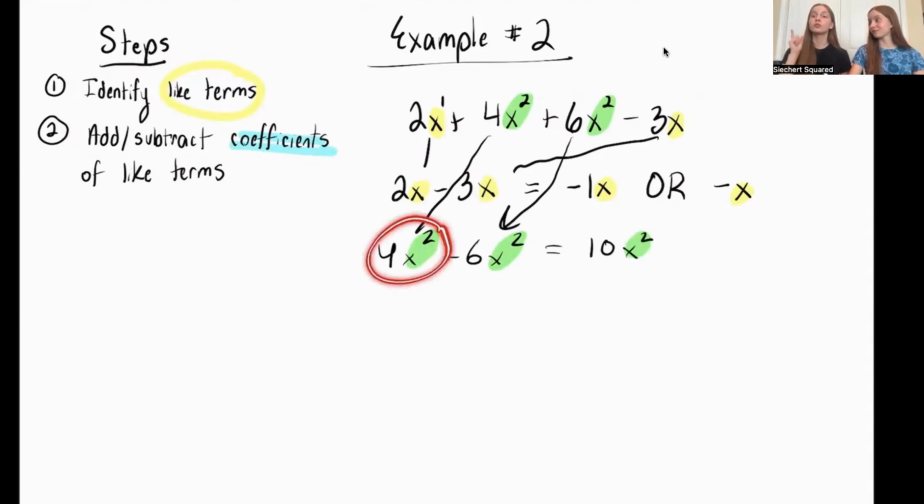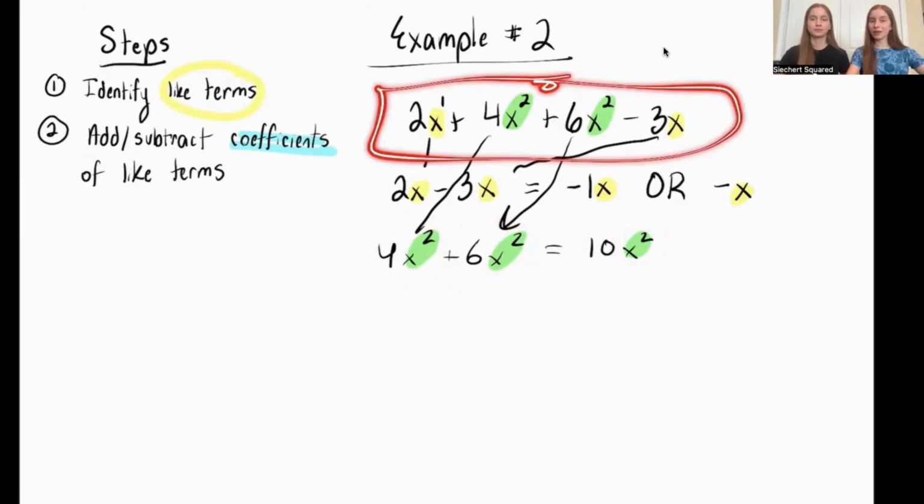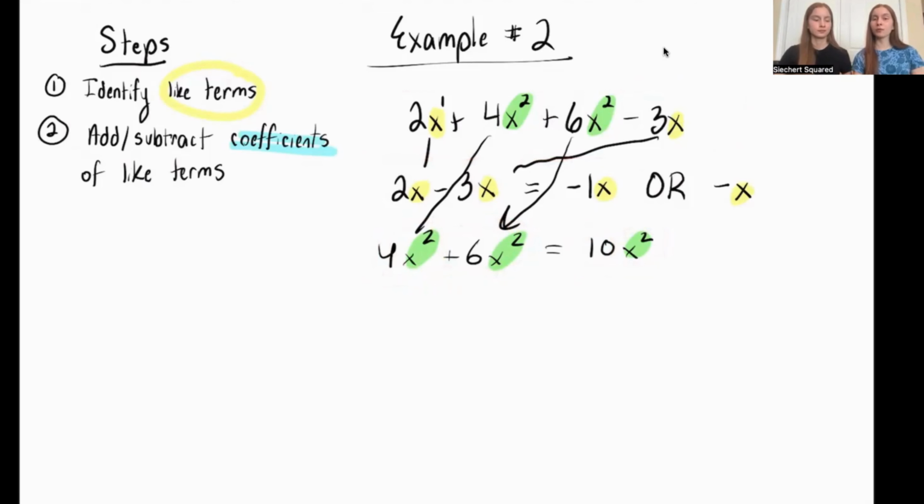Remember, don't change the variable or the exponent. It's saying, hey, you have 4 x squareds, and then now you have 6 more of them. In total, you have 10 of the x squareds. And then at the very end, we really took this problem and broke it up into the yellow and the green parts. So now we're going to put together our answers. So we have that negative 1x, plus we have a 10x squared. It also, again, could have been written like this: negative x plus 10x squared.